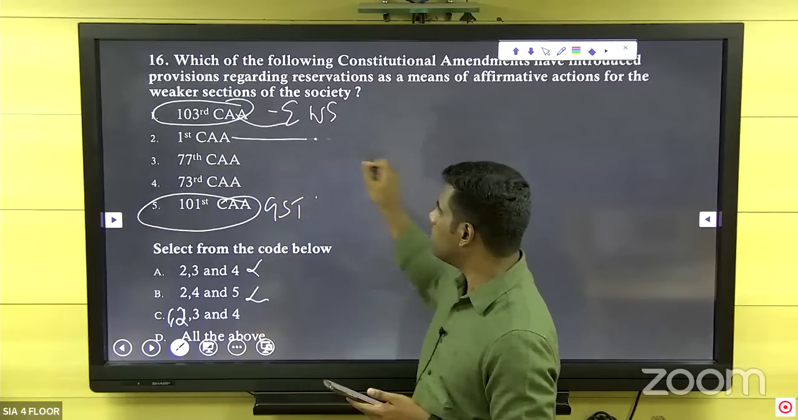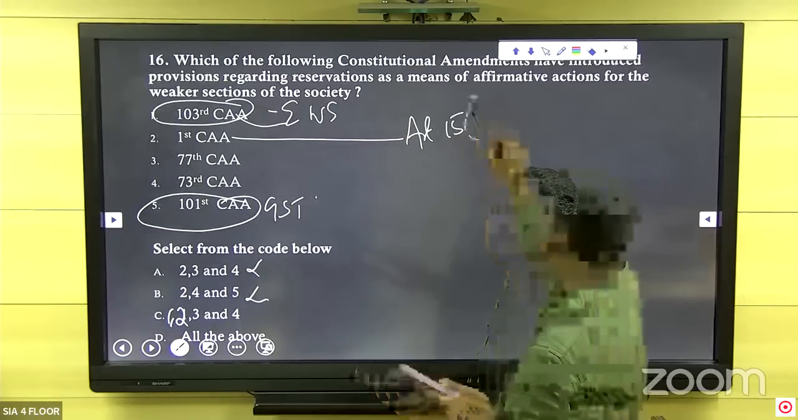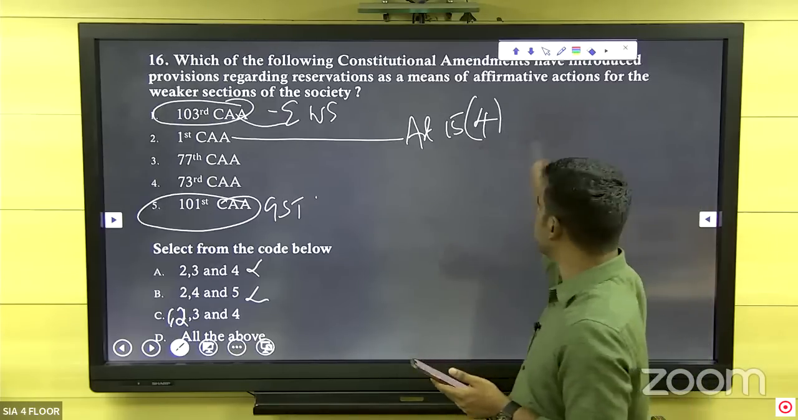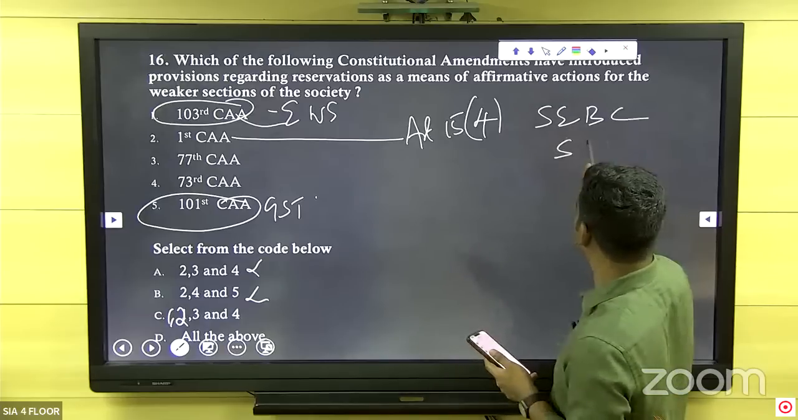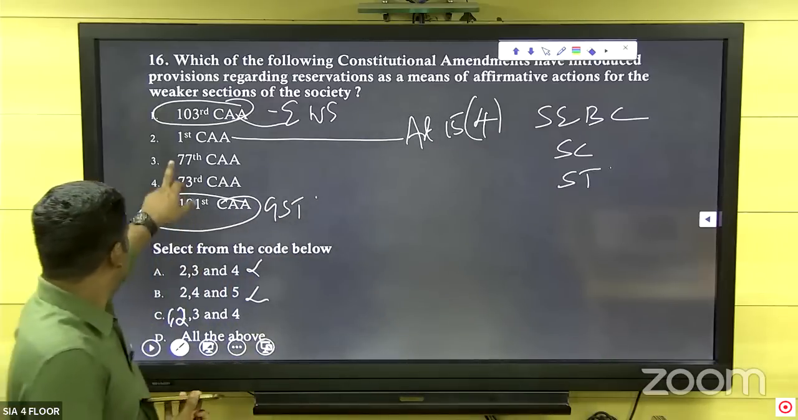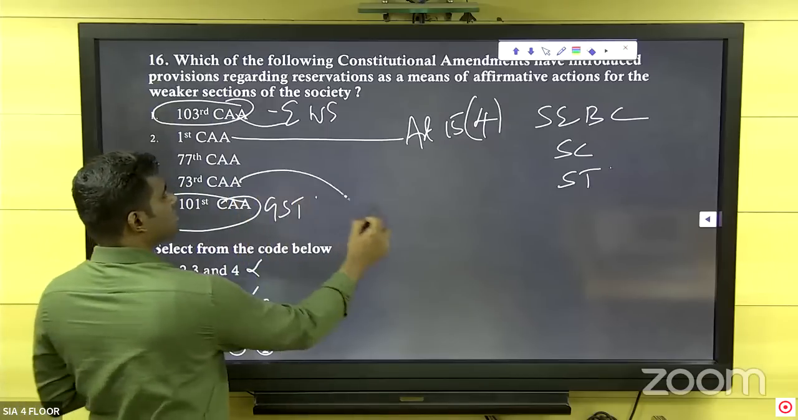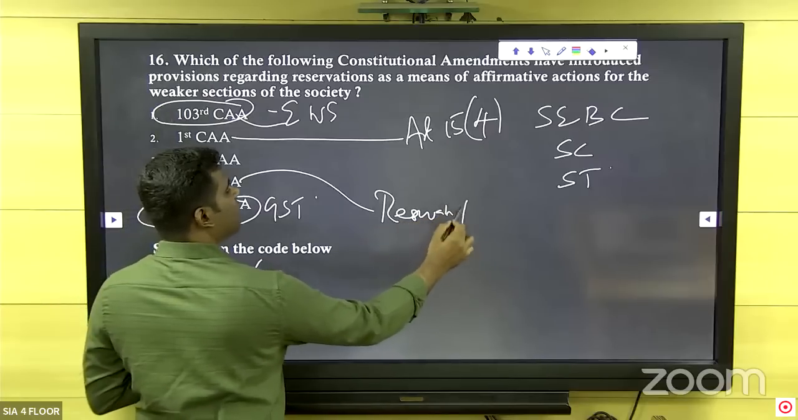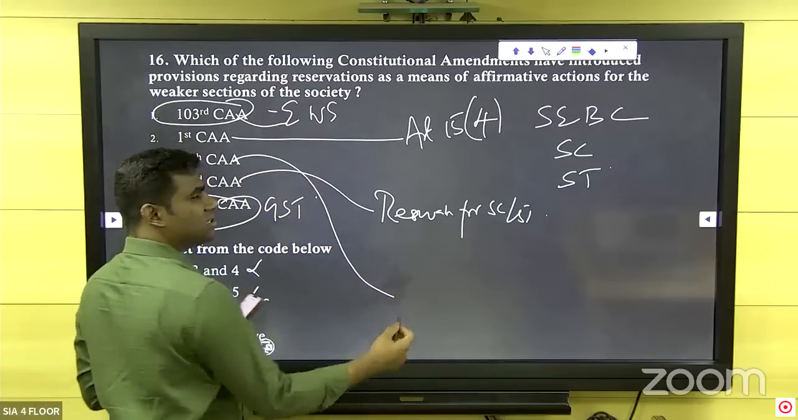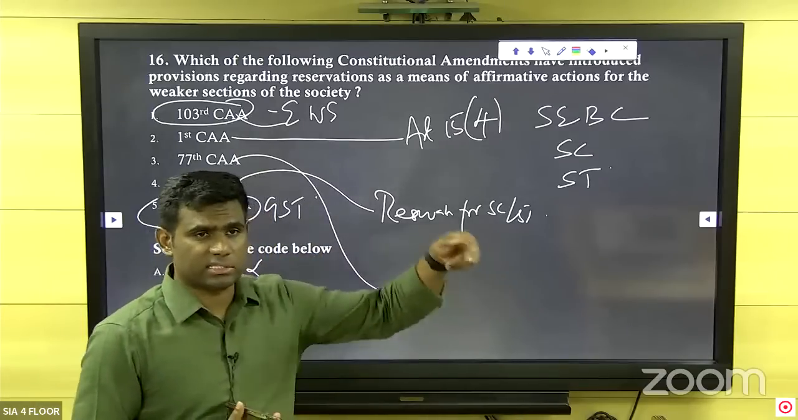103rd is for EWS. First Amendment Act, can you remember? It introduced reservations; Article 15 subclause 4 was introduced. Okay, so this is very important for reservations for socially, educationally backward classes of citizens, for SCs, STs in educational institutions. So this is important. 77th, 73rd, these are all. 73rd is regarding panchayats, reservations for SCs, STs in panchayats, correct? 77th is regarding reservations in promotions with consequential seniority, which is there in Article 16.